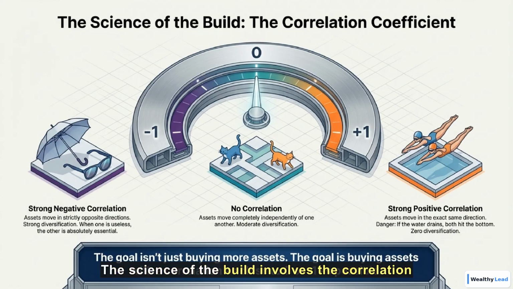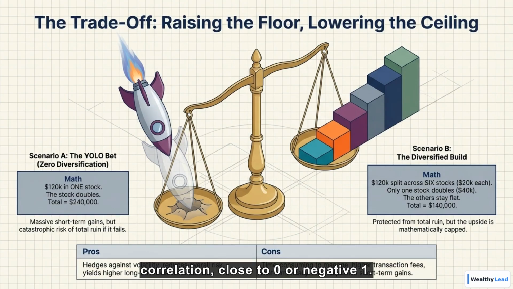The science of the build involves the correlation coefficient. Assets moving in opposite directions, a strong negative correlation, provide the best diversification. The goal is to buy assets with a correlation close to 0 or -1.